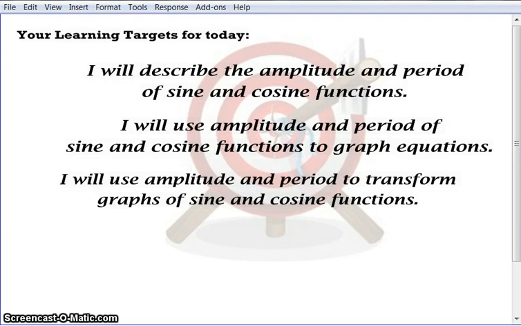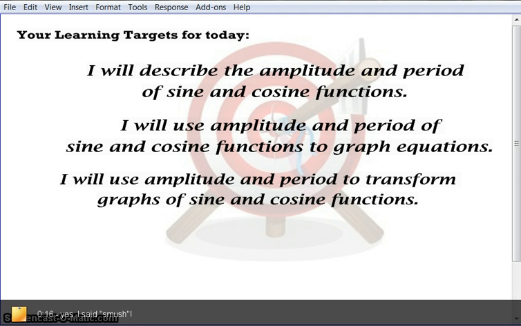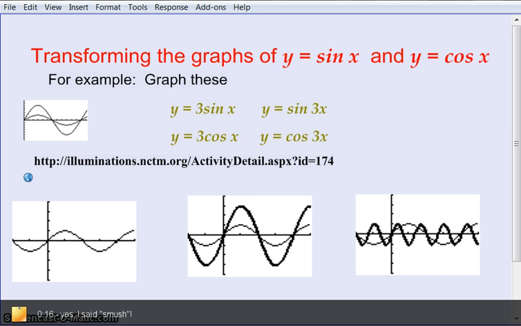So today we're going to talk about amplitude and period of both sine and cosine functions. We'll talk about what amplitude and period do to the graphs of functions. We'll talk about what amplitude and period do to stretch and smush all the different graphs and functions.